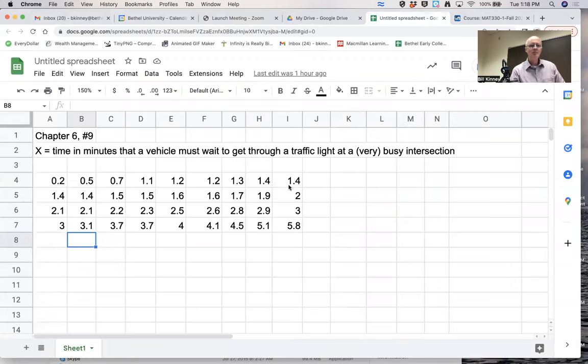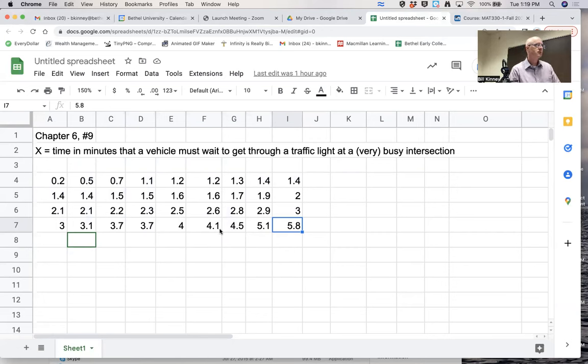This is data from chapter 6, number 9. It's more about an intersection problem, but it's not the exact same problem as the one we did at the first part of class. X is a random variable representing the time in minutes that a vehicle must wait to get through a traffic light at a very busy intersection. These are times in minutes. Sometimes they have to wait 3 or 4 or 5 minutes. It must be like a city intersection where there's a big backup.